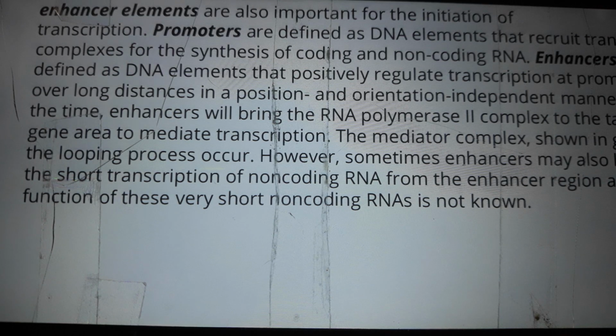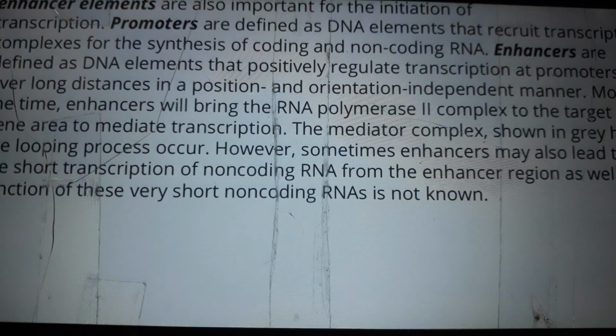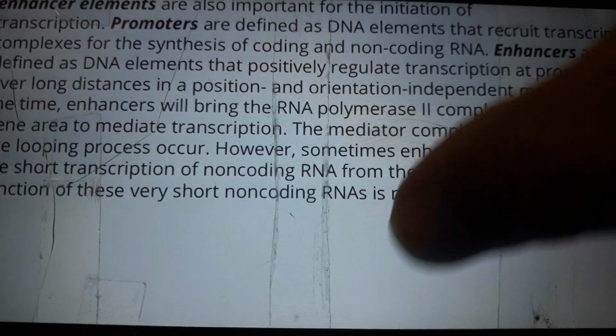Most of the time, enhancers will bring the RNA polymerase II complex to the target gene area to mediate transcription, and the mediator complex shown in gray helps the looping process occur. However, sometimes enhancers may also lead to the short transcription of non-coding RNAs from the enhancer region. The function of these very short non-coding RNAs is not known.